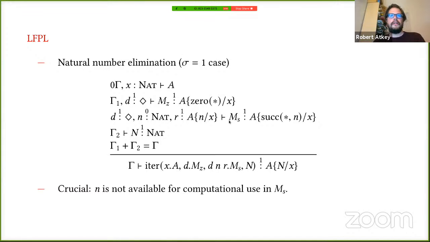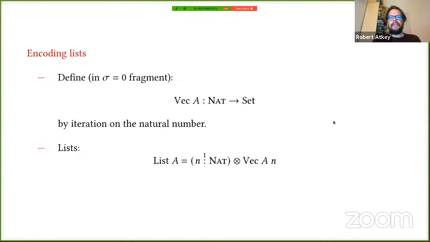And then we get a natural number, and then we construct the iterator like so. So we then get A is true for all n that we give it. And then this plus thing here adds up the two contexts. Okay, and then we can either go on and do other data types, or we can encode some of the data types. So we can define by recursion on natural numbers, the kind of vec data type, by iteration on the natural number. And then we can define lists as pairs of a natural number and a vector of that length. So we can define other data types in this system.